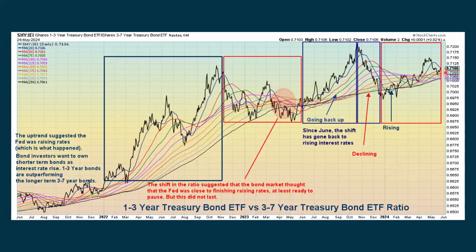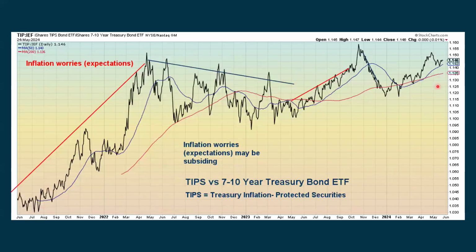And we're seeing similar things here with these other studies. 1 to 3 year bonds versus 3 to 7 year bonds. Going back up now, we want to see this drop down below the rainbow. TIPS, Treasury inflation protected securities. These adjust for inflation. When folks are concerned about inflation and interest rates, they get into TIPS.